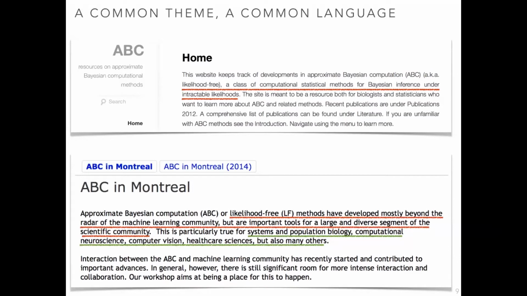So going back to around 2014, there were some workshops held in connection with the big machine learning conferences talking about a technique called approximate Bayesian computation, or ABC. And they talk about it as a class of computational statistical methods for inference under intractable likelihoods. So that's what we're talking about. It talks about how it's useful in systems and population biology, computational neuroscience, computer vision, healthcare sciences, etc. It's also very relevant for particle physics and astroparticle physics and things like that as well.